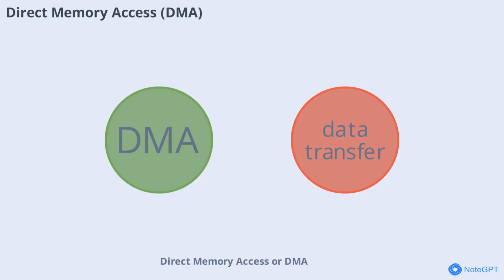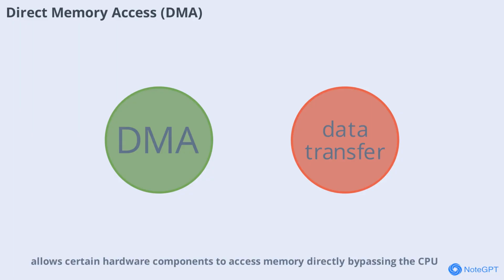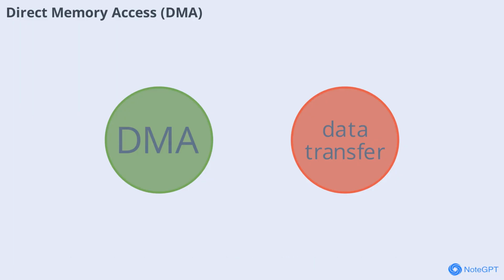Direct memory access, or DMA, allows certain hardware components to access memory directly, bypassing the CPU. This speeds up data transfers and frees the CPU to handle other tasks, improving overall system efficiency.